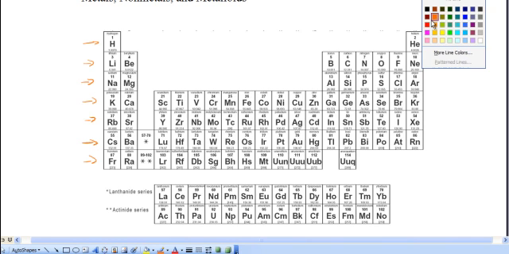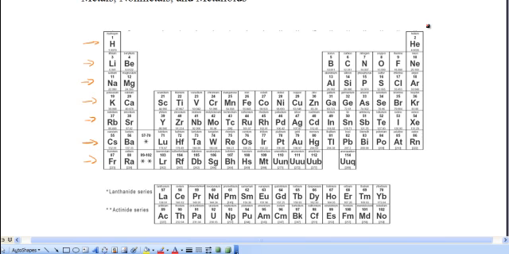For example, and I'm going to change my color here to red. As you go down and to the left on the periodic table, down this way, elements tend to be more metallic. Conversely, if you go up and to the right on the periodic table, they tend to be less metallic, or what we call non-metallic. But there is a little area in the middle where the properties start to overlap.